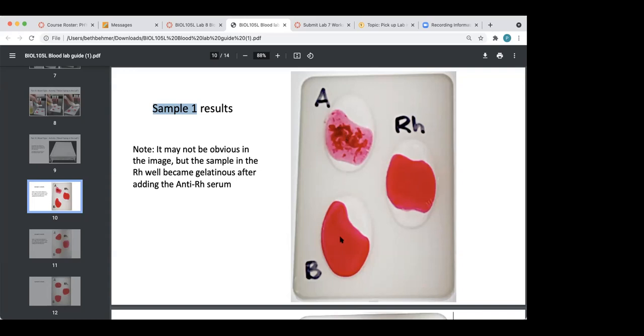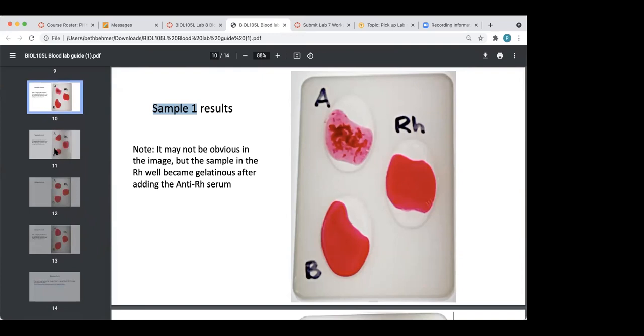Is he type B? And is he positive or negative? Again, agglutination gives us a positive reaction, and no agglutination means that antigen is not present. B is not present. When we put the anti-B antibody in the B well, it didn't find B antigens. And when we put the RH antibody, it wasn't able to find that RH factor. So sample 1's blood type is A negative.